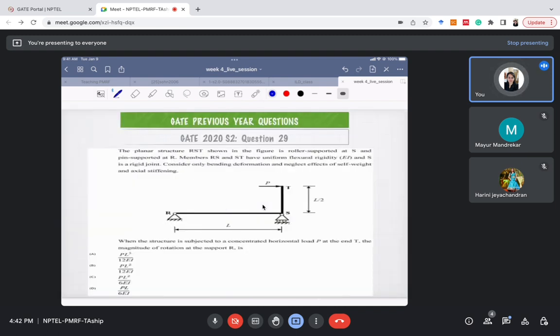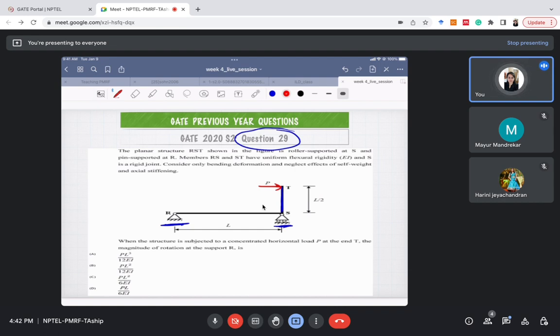Now this question is a GATE 2020 question of set 2, question number 29. In this question, the planar structure RST is given to you. It is simply supported. This is a hinge support, this is a roller support here, and this part TS is there. Then we have applied this load P at point T. The members RS and ST have the uniform flexural rigidity EI. S is a rigid joint.